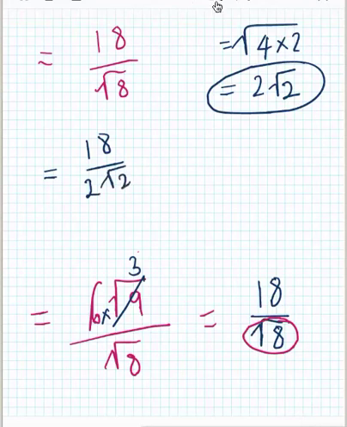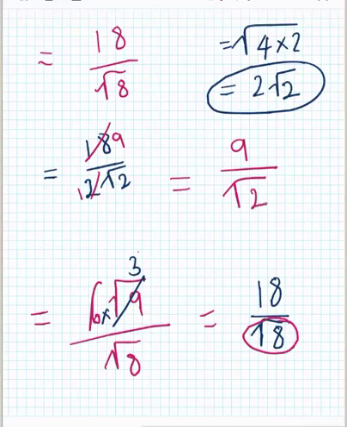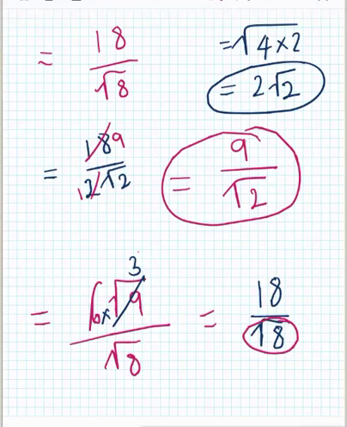And finally, this should be our final step. I can now simplify the 18 and the 2. 2 divided by 2 is 1. 18 divided by 2 is 9. So my final answer is 9 over the square root of 2. So this one was sort of a long one. But remember, whenever you're multiplying, whether with algebra or surds or numbers, always simplify before you multiply.